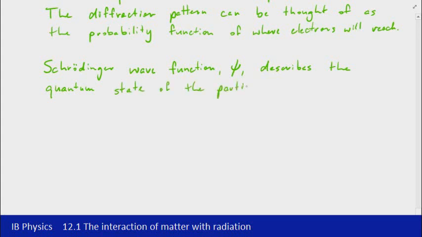We'll see a bit further on that there's one particular aspect of that wave function that we're interested in, and that is that it's more about the amplitude. So it can be thought of as the amplitude of the de Broglie wavelength.